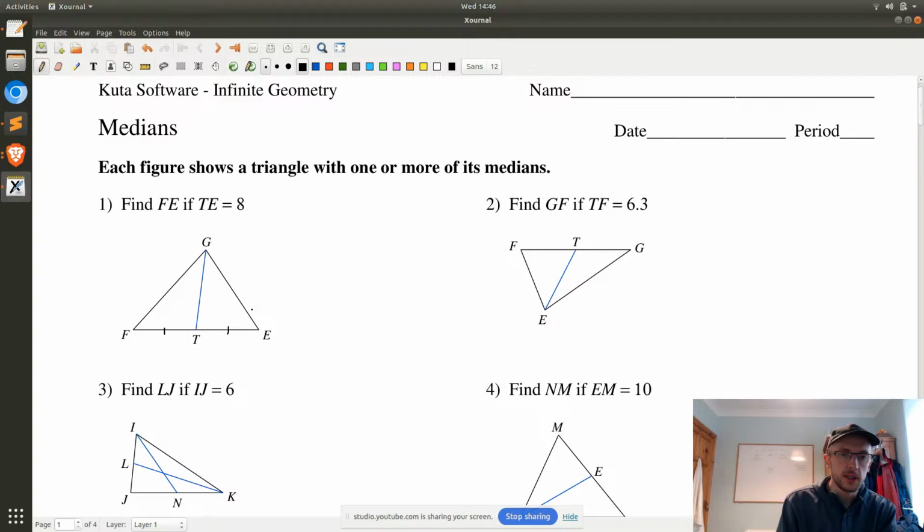So find FE if TE is equal to 8, so 16. Find GF if TF is equal to 6.3, so double that and we get 12.6. And check.